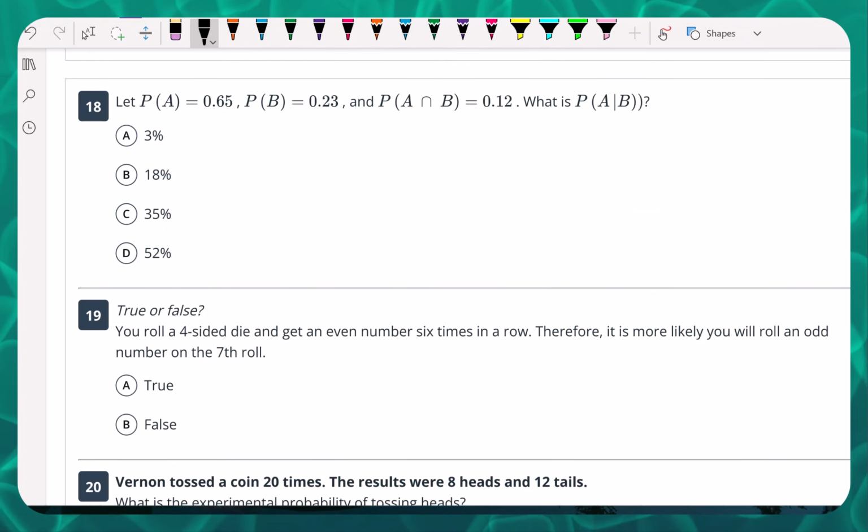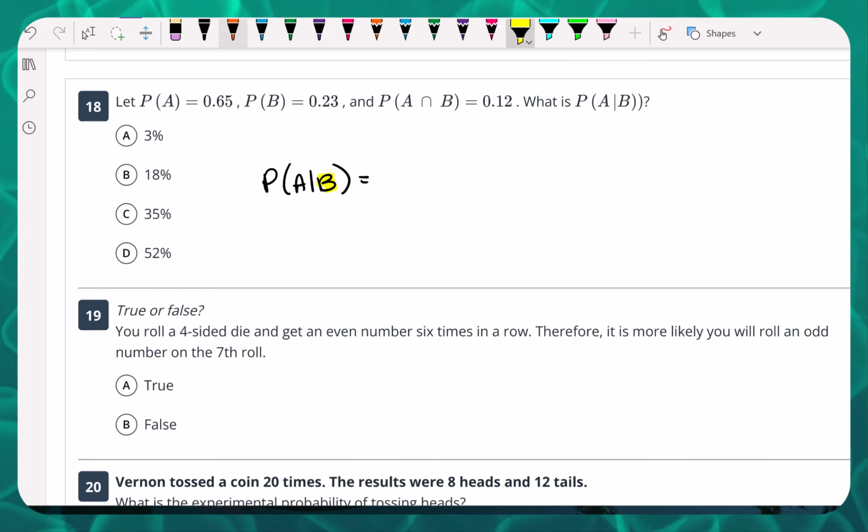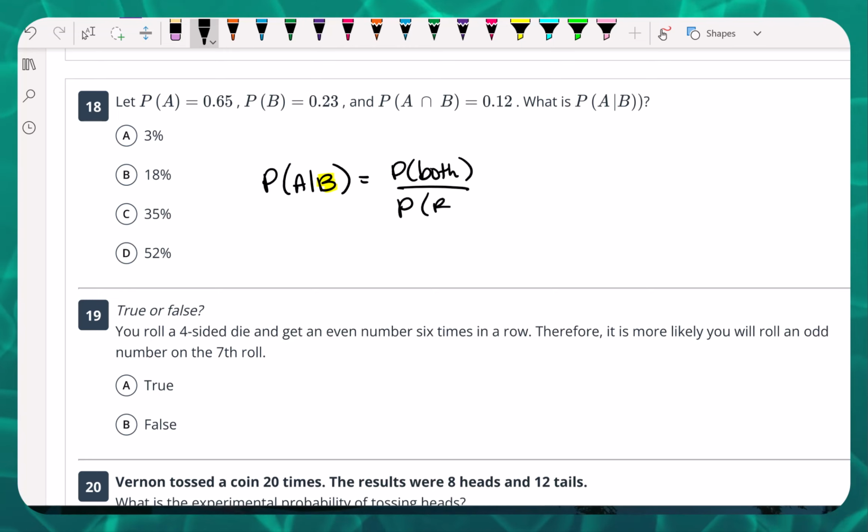Okay, in this next question, you have no choice but to use the formula. If it doesn't give you a Venn diagram or a two-way table, you're out of luck. So you're going to write this down, the probability of A given B, and you need to translate that into the formula. You have to do that. So you have to do the probability of them both divided by the probability of the condition. The condition is B.